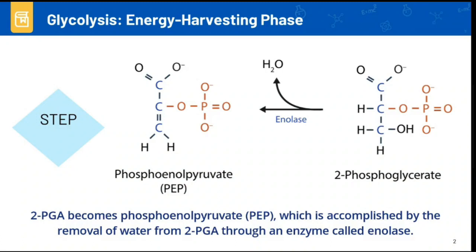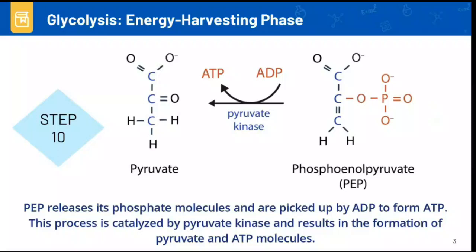Okay. So in the 9th step, 2-PGA becomes your phosphoenolpyruvate, or your PEP, which is accomplished by the removal of water from your 2-PGA through the enzyme called your enolase. Okay? So lastly, PEP then releases its phosphate. Okay? Pag na-release yung phosphate ninyo, eventually mapipick up siya ni ADP again to form your ATP. So nagkaroon na naman tayo ng harvesting of your ATP. So this process is catalyzed by your pyruvate kinase and results in the formation of your pyruvate and your ATP molecules.